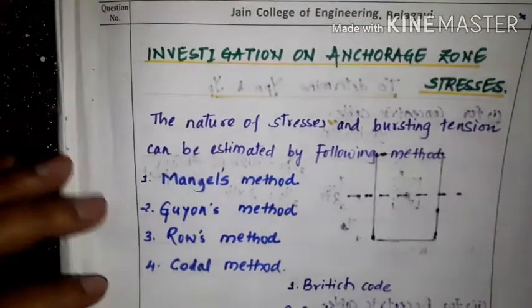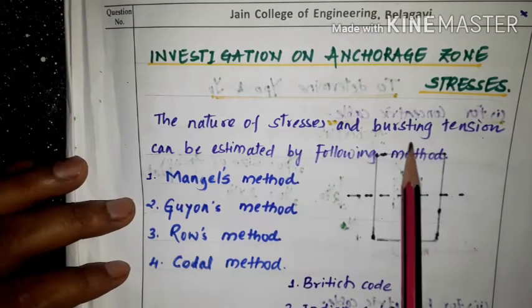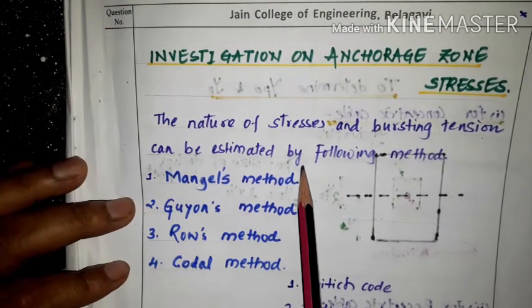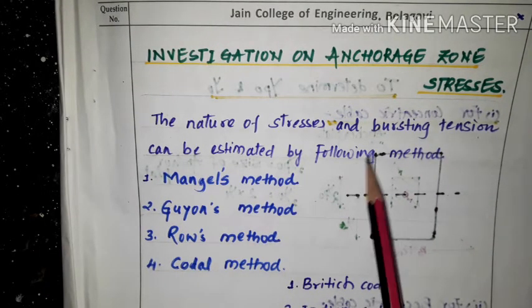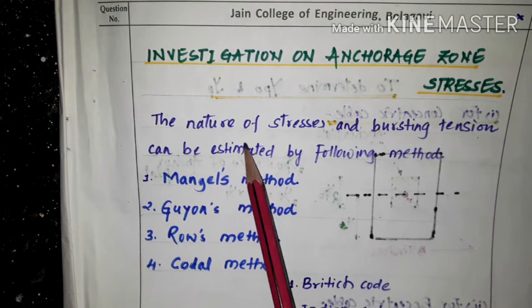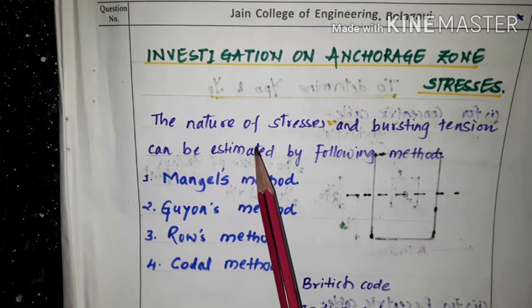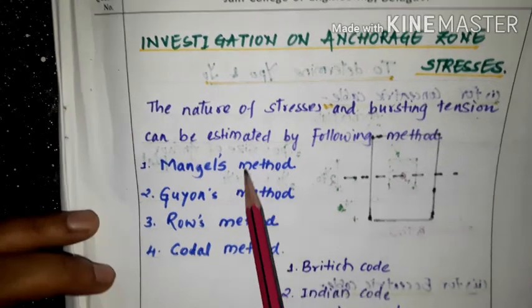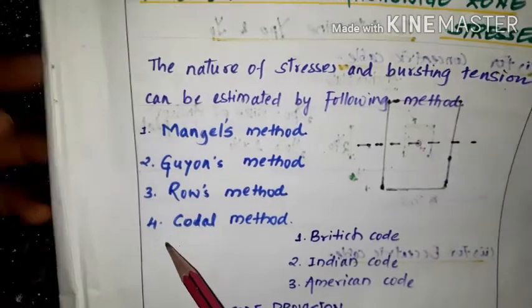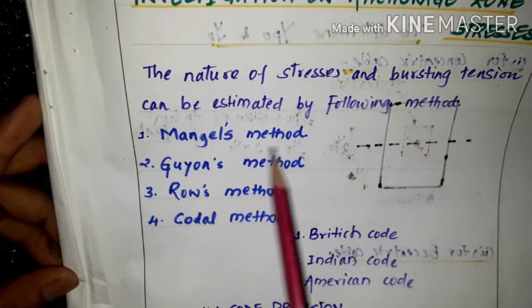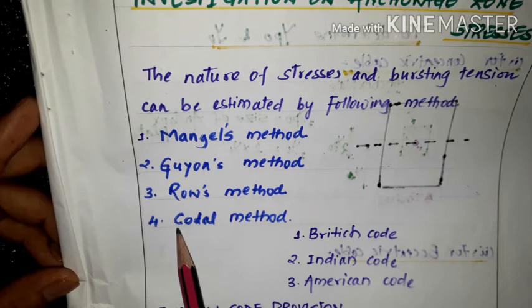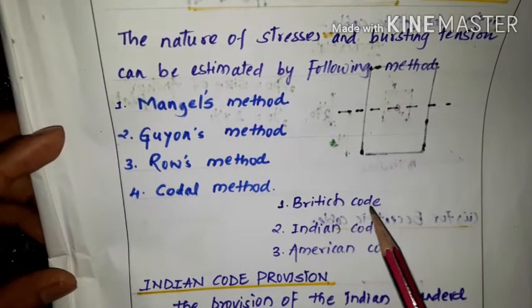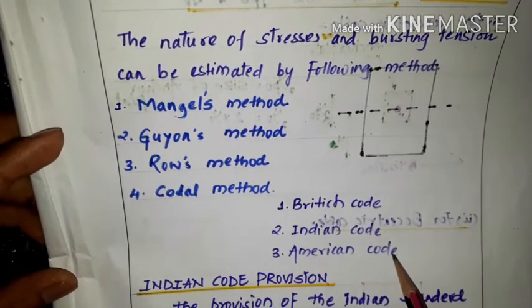So here it is given as the nature of stresses, and the bursting tension can be estimated by the following methods. There are some methods to calculate the bursting tension and the stresses developed in the concrete due to the prestressing force at the anchorage zone. So there are 4 methods basically. First of all, Magnel's method, Guyon's method, Rose method, and we have the Codal method. For the Codal method we have British code, Indian code and American code.